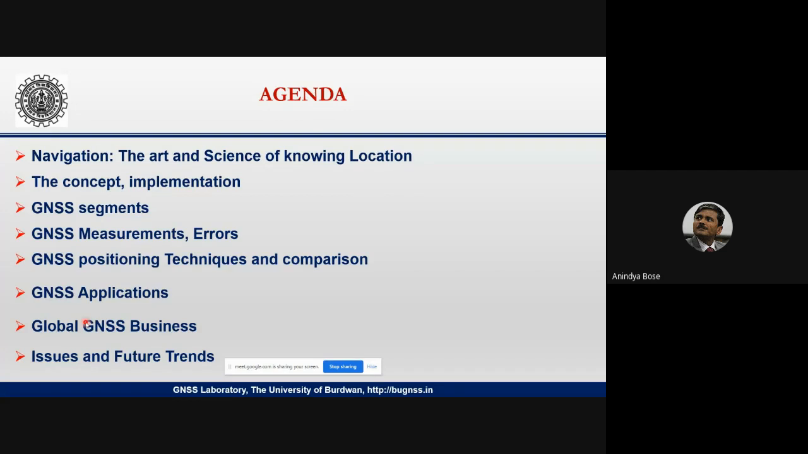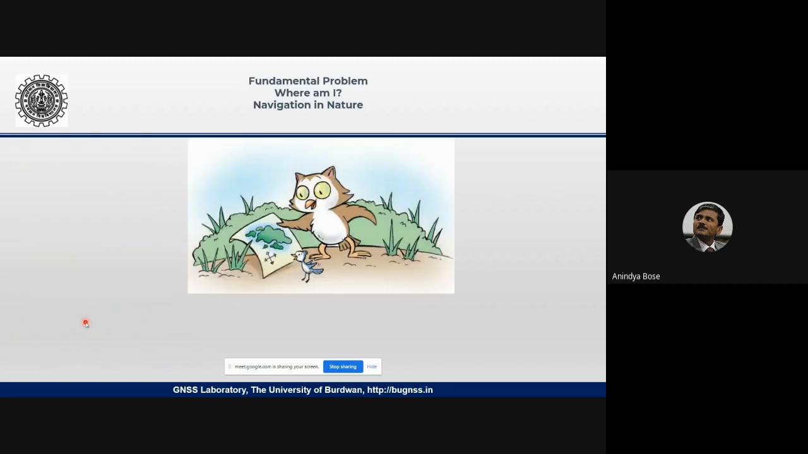Okay, so the agenda today would be: navigation, the concept and implementation; the global navigation satellite system segments; then the GNSS measurements and errors; GNSS positioning techniques and comparison; GNSS applications; and, very important, the global GNSS business issues and future trends. That is the agenda I will try to cover in the next nearly 2 hours. At 7:50, wherever we are, I will stop there, take some questions, and once again start at 8. I think it will be easy for everybody.